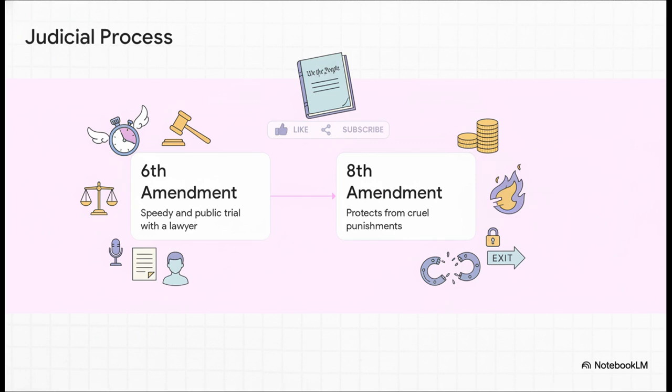Under the 6th Amendment, if you're ever accused of a crime, you're guaranteed a speedy and public trial. The government can't just delay your case for no reason and lock you away forever.